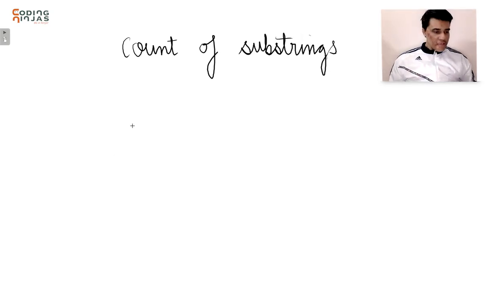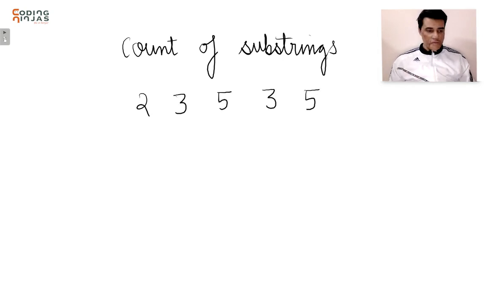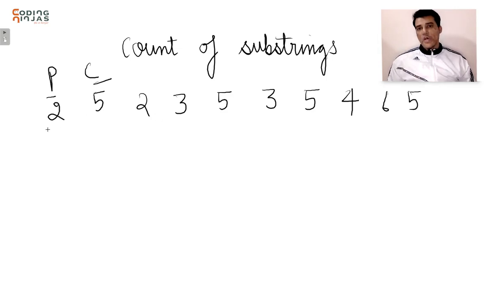Let's suppose the test case given to us is 2, 3, 5, 3, 5, 4, 6, and 5. This is a string which contains numerical characters, or you can say digits, right? Now they have given two values, one is p and the other is c. C's value is 5 in this case, and p's value is 2. So what they want me to answer is the count of all the substrings where the count of occurrences of digit 5 is exactly 2.